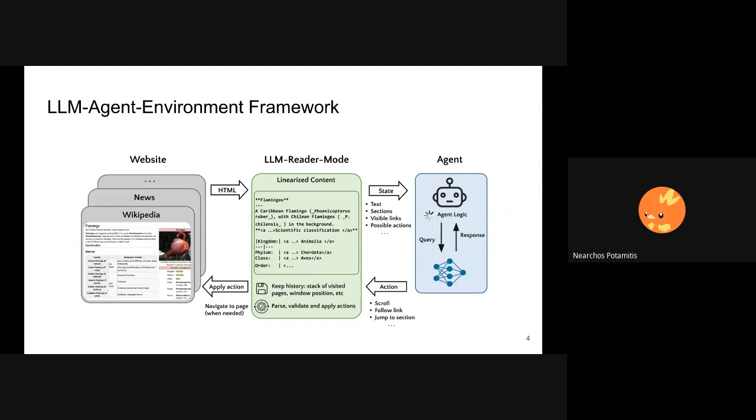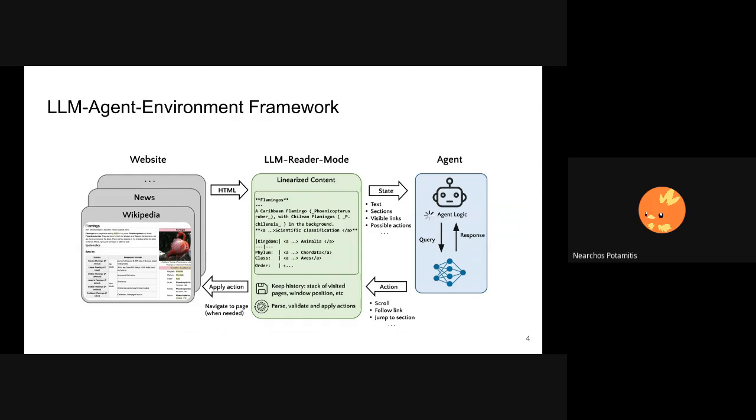So we apply a transformation layer, something we call LLM reader mode. This is the core of our system. The HTML is parsed using tools like Mozilla Readability and HTML-to-text to produce a clean, linearized version of the content, like what you'd see in a browser's reader view. This transformation removes layout noise but preserves important structures such as headings, links, and semantic groupings.